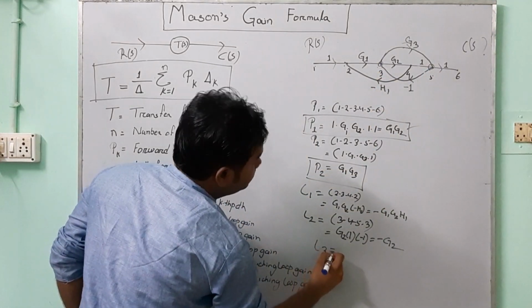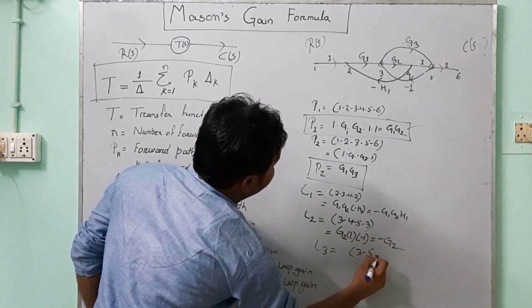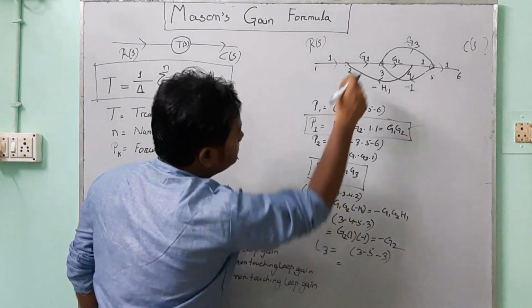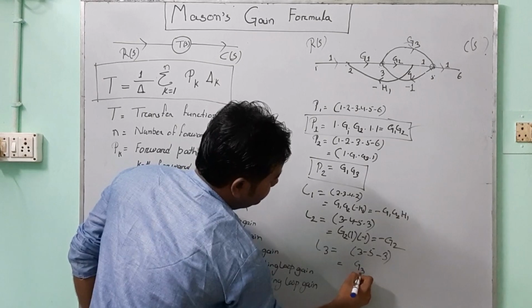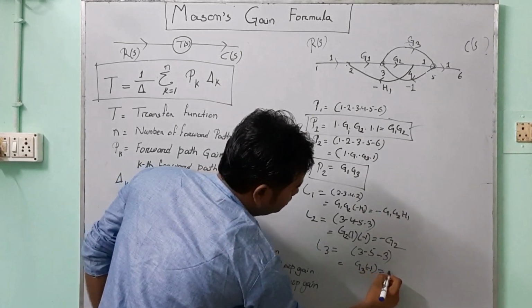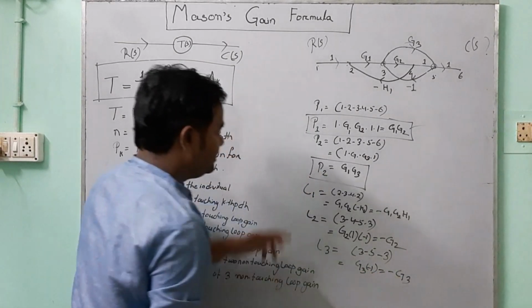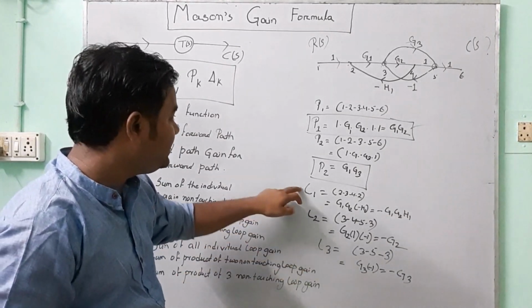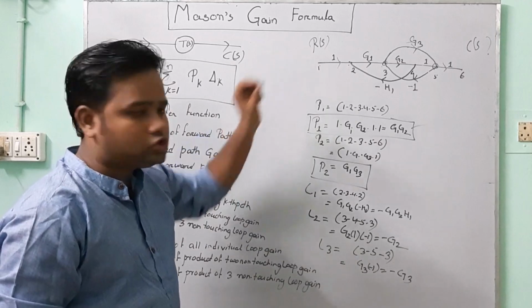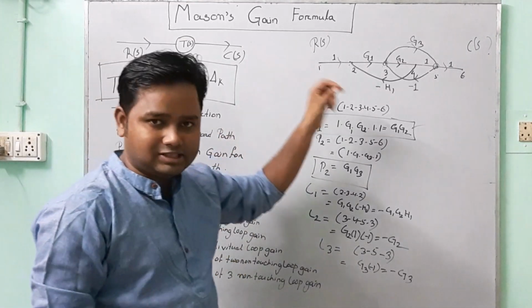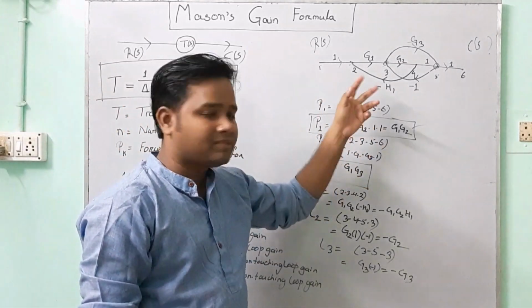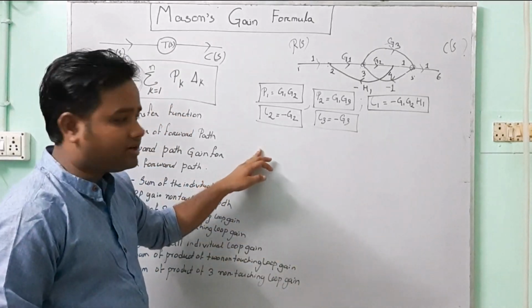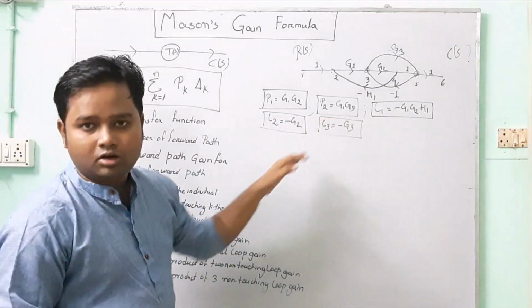That means L3 is equal to from 3 to 5 again back to 3, which is equal to G3 into minus 1, which is equal to minus of G3. 3 loops are present here and we have seen that if 3 loops are touched to each other, so there is no non-touching 2 loops or non-touching 3 loops. Till now we have studied the forward paths and the loops.